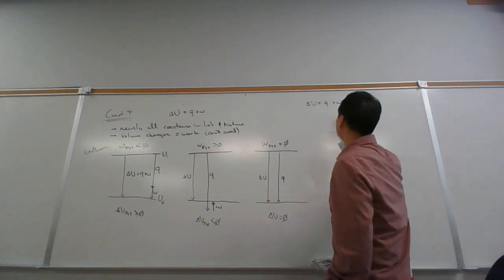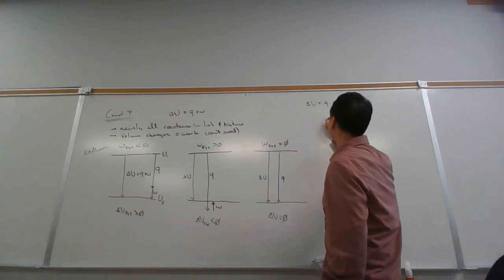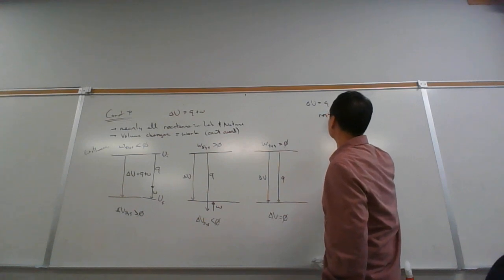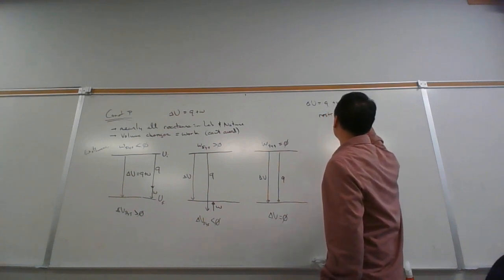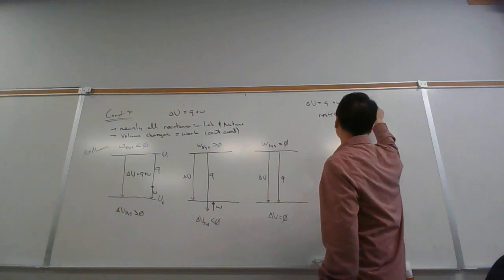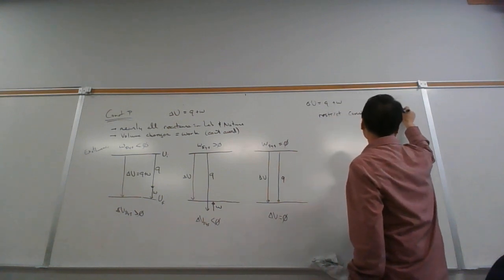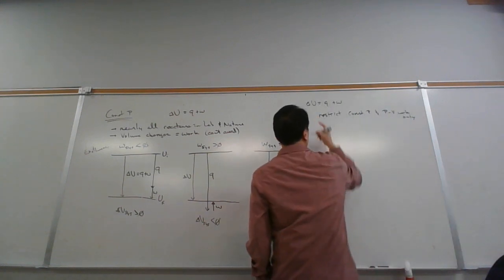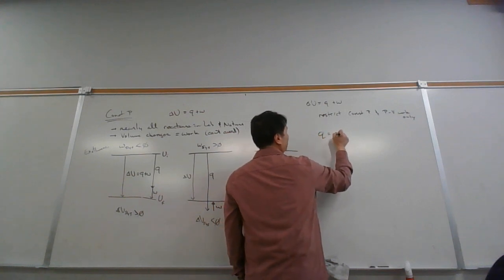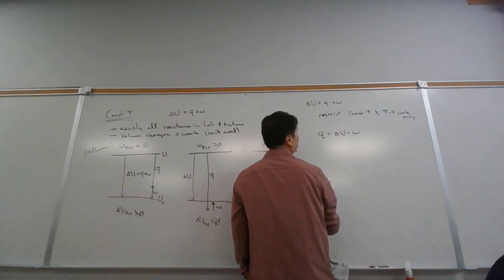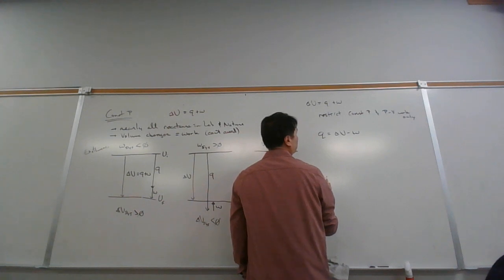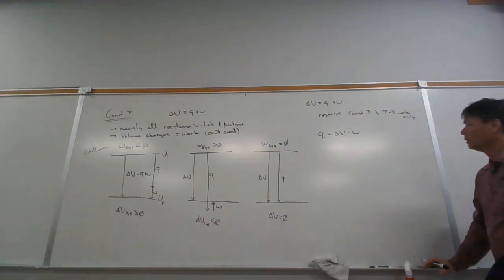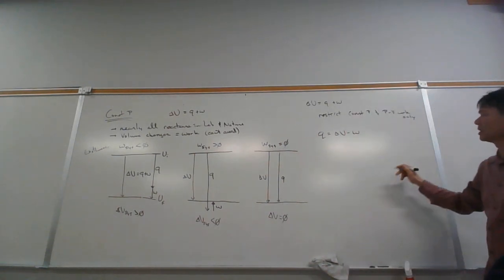And then if we do some restrictions here, that is, constant pressure and pressure-volume work only, then we end up with this. Q is equal to delta U minus W. Actually, I'll put these restrictions in the next step here.